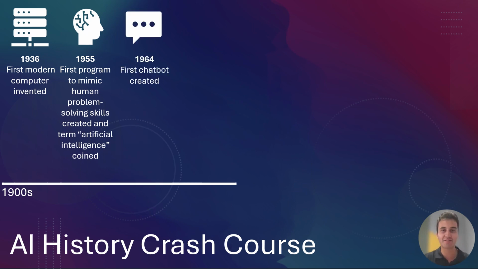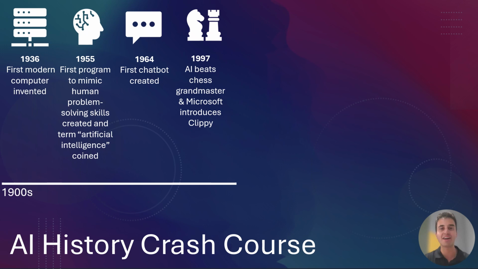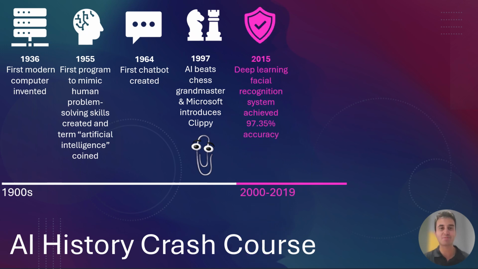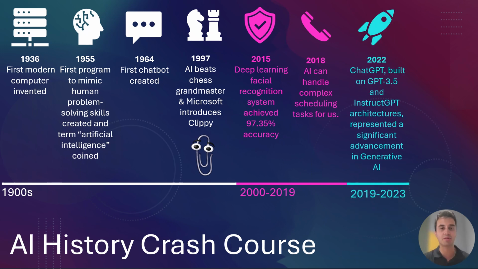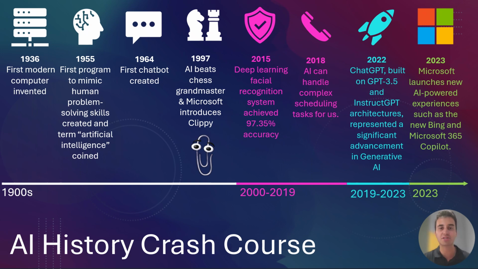Later in the 60s, the first chatbot was developed, and in the 90s, AI beat chess legend Garry Kasparov, and Microsoft introduced the revolutionary virtual assistant Clippy for Office. In the 2000s, deep learning facial recognition was nearly perfect, and AI was able to, say, schedule a haircut entirely on your behalf. More recently, OpenAI made a leap in the field through the improvement of GPT 3.5, used to power tools like ChatGPT and DALL-E, which, as of this year, is also used to power Microsoft's new Bing, Azure OpenAI, and Microsoft 365 Copilot.